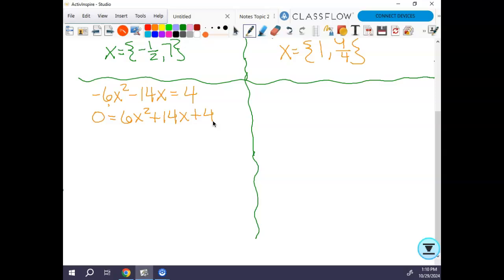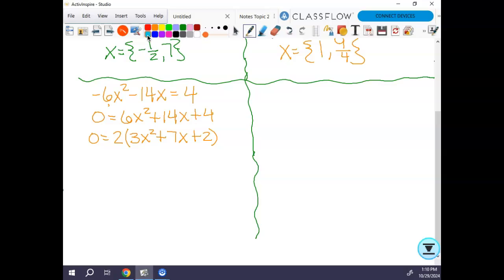GCF. So I factor out my GCF. What's my GCF? 2. So 0 equals 2 times 3x squared plus 7x plus 2. Now, could I have factored by grouping without doing the GCF? Yes, and then you can do the GCF at the end, but it definitely makes it easier if you do it right here. All right, so now I'm going to factor by grouping, but I have this out here.